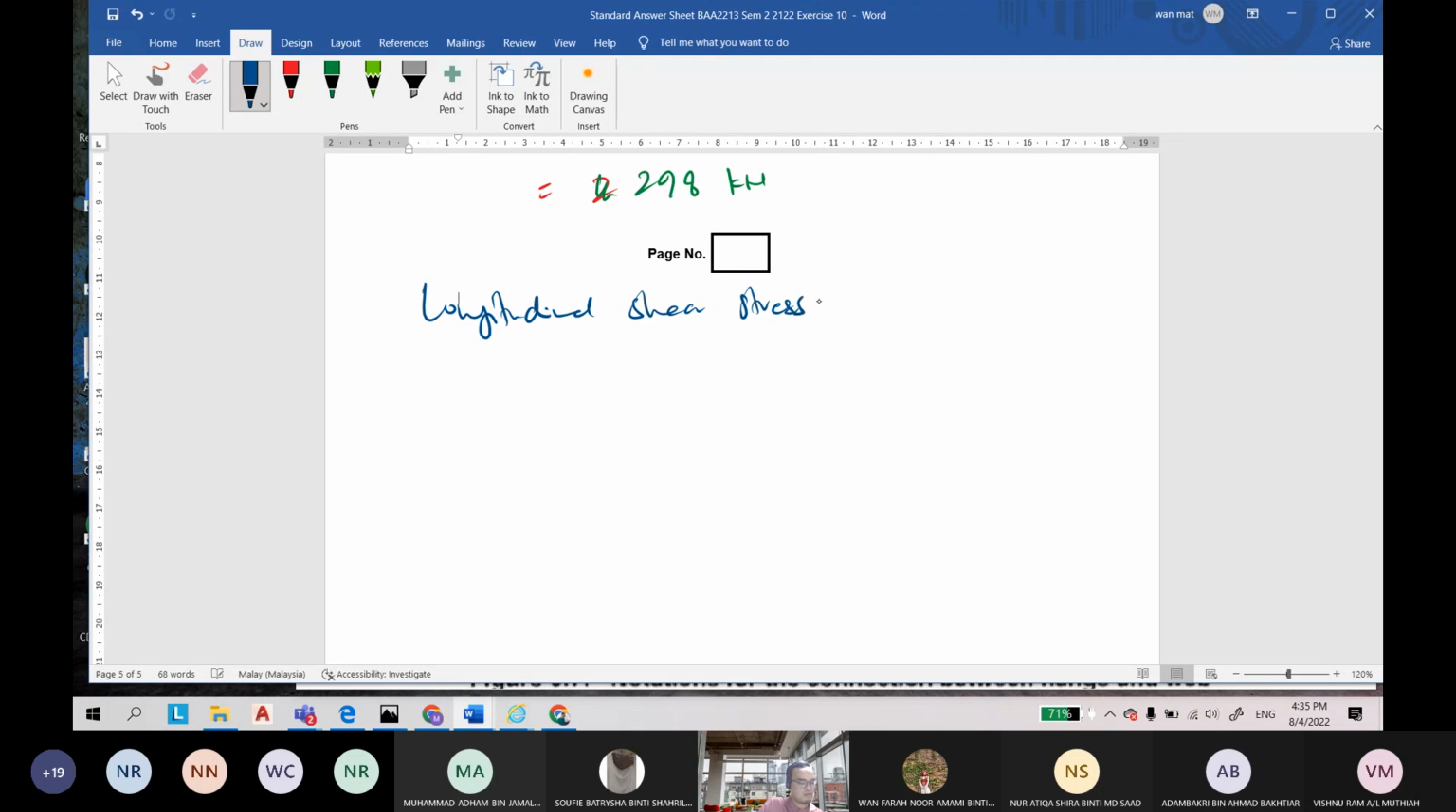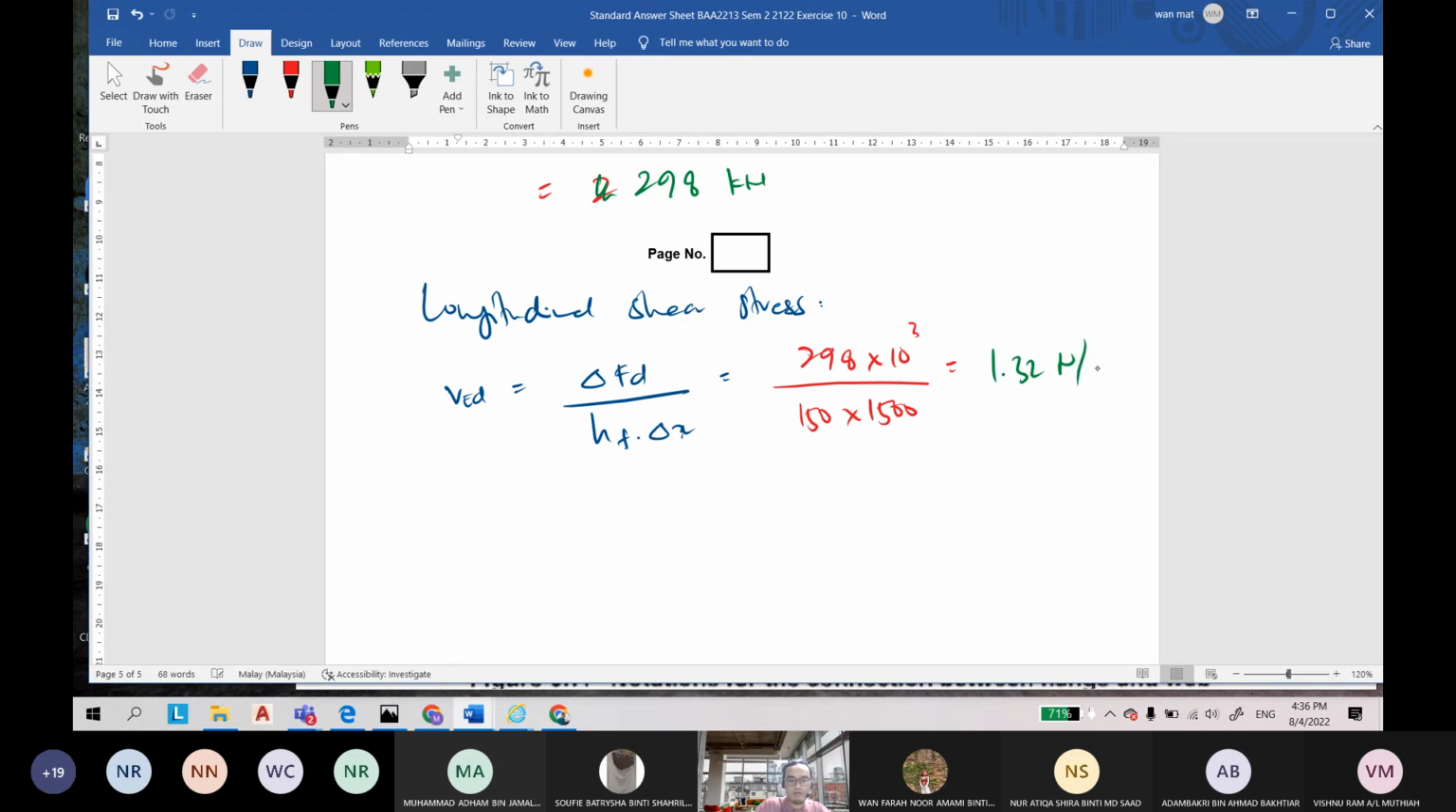And then the longitudinal shear stress, vEd in small v, earlier it was capital V, is now delta Fd divided by hf times delta x, equal to 298 times 10 to the power of 3 divided by 150 times 1500. Okay, 1.32. 1.32 Newton per millimeter square.